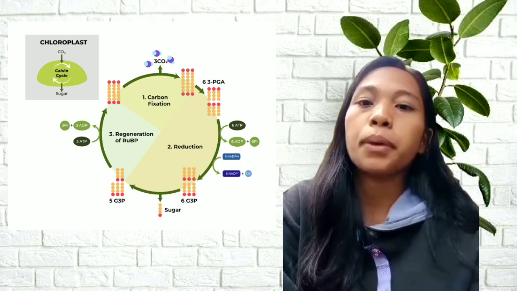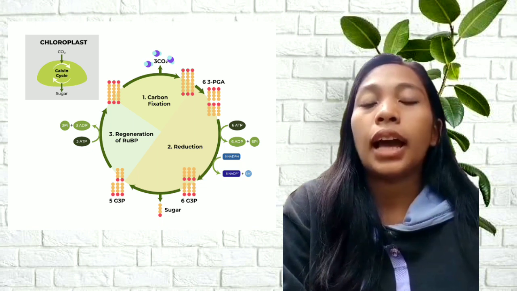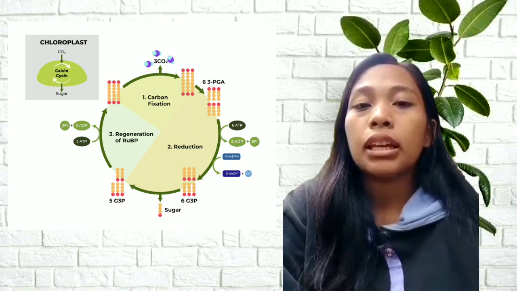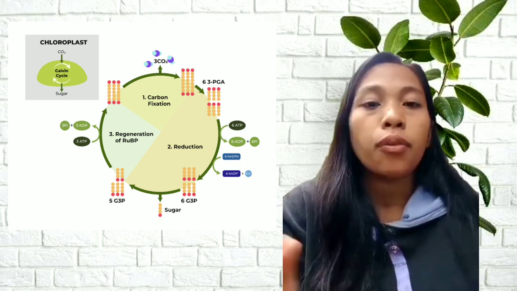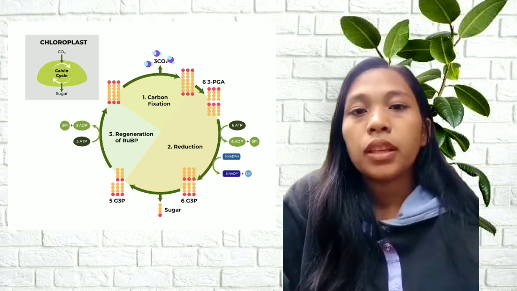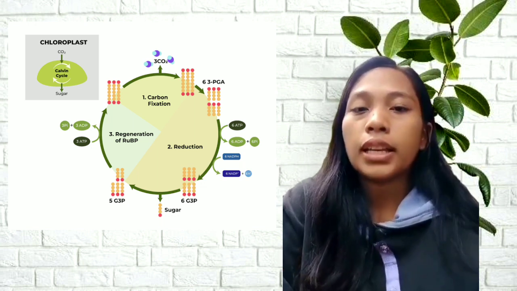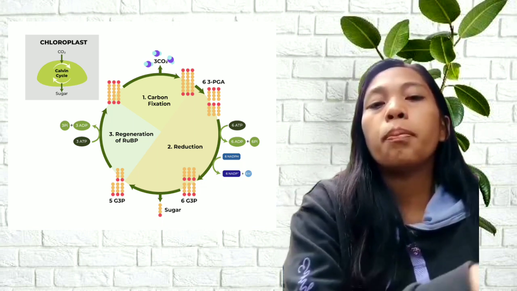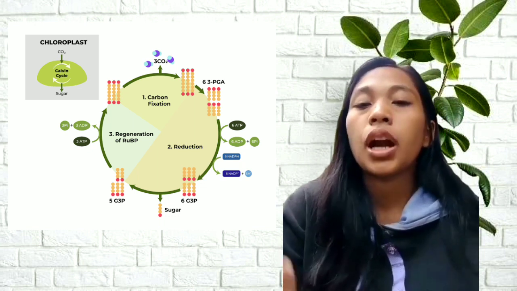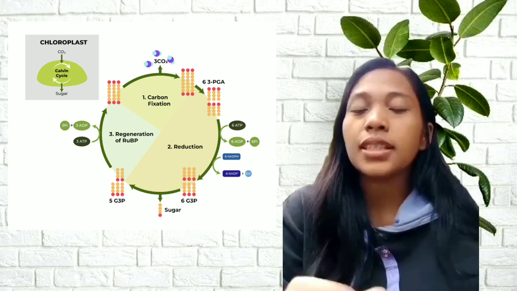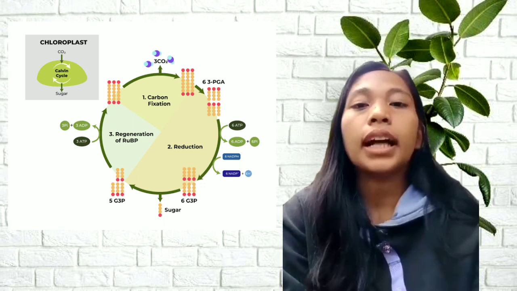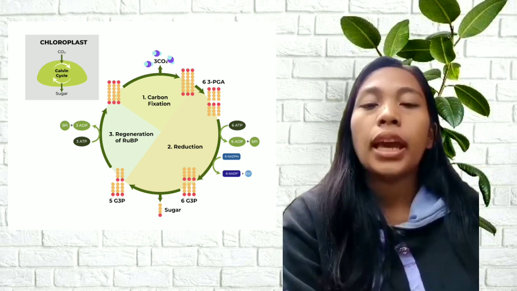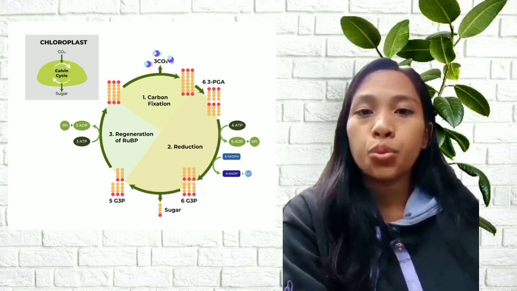Then it loses a phosphate to become glyceraldehyde 3-phosphate. Then in phase 3, in the regeneration of ribulose, G3P, or glyceraldehyde 3-phosphate, goes back to generate more RuBP and start the cycle again. Therefore, the Calvin cycle needs reactants such as ATP, NADPH, and carbon dioxide to produce sugars.